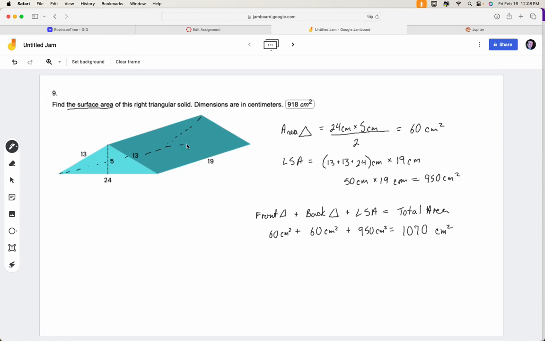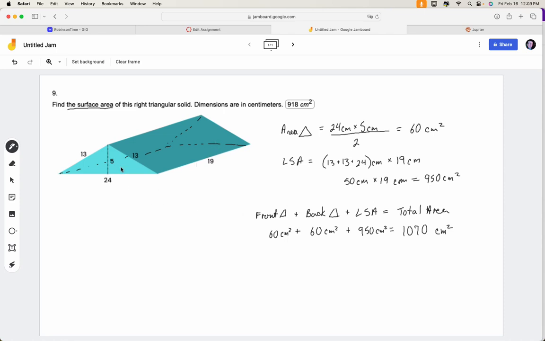little fold lines for us, which those are not very good. But we know we've got a back triangle and a front triangle, and they're identical. So we're going to find the area of this triangle right here. Base times height, the base times height. That's going to be 120 divided by 2 is 60 centimeters square. So it's the area of one of these triangles.